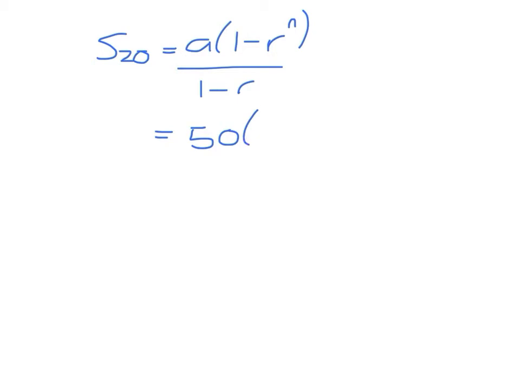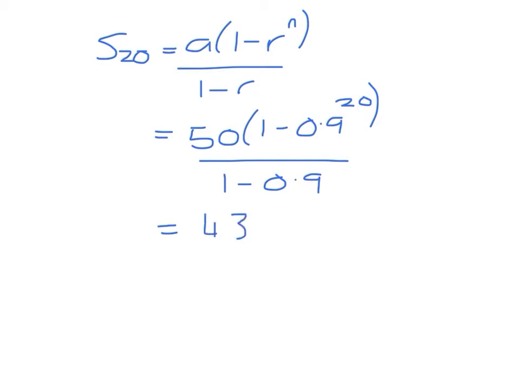Work out the total distance travelled after 20 swings, so that's A upon 1 minus R to the power n, all over 1 minus R. So A is 50, R is 0.9, and we're interested in 20 swings, so it's over 1 minus 0.9. Typing that into the calculator, I get 439.211, 439 centimetres.